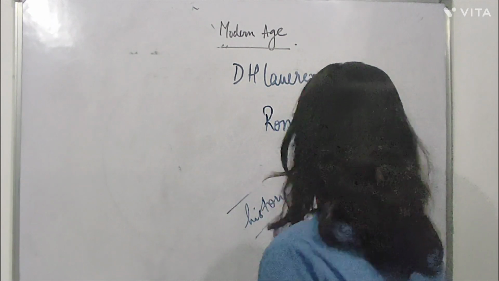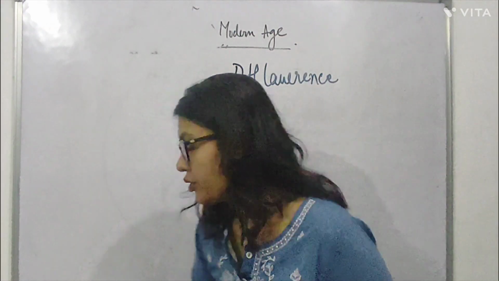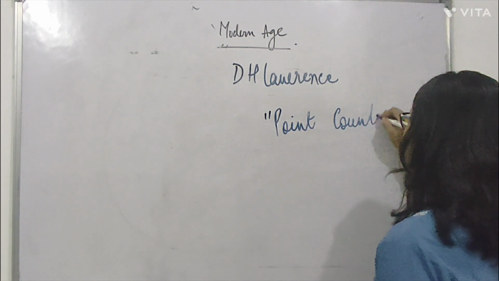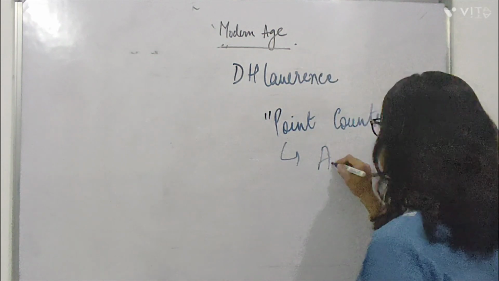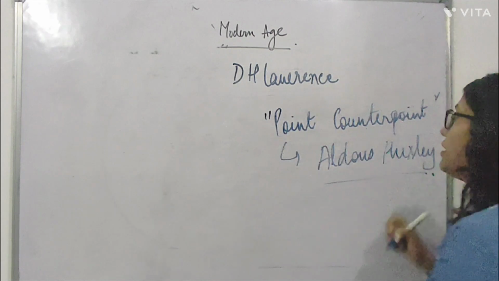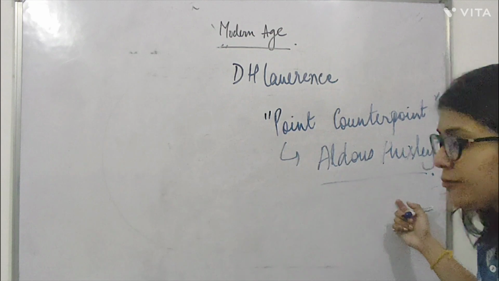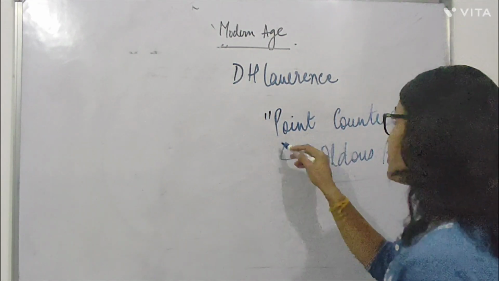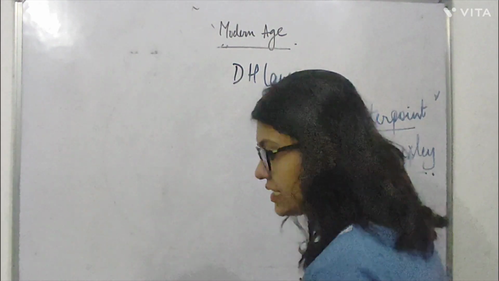He wrote a book called Point Counterpoint with Aldous Huxley. We'll talk about this writer as well in the next video of the modern age. Aldous Huxley, he wrote this book. D.H. Lawrence wrote Point Counterpoint with Aldous Huxley, and we will discuss Point Counterpoint when we talk about Aldous Huxley.